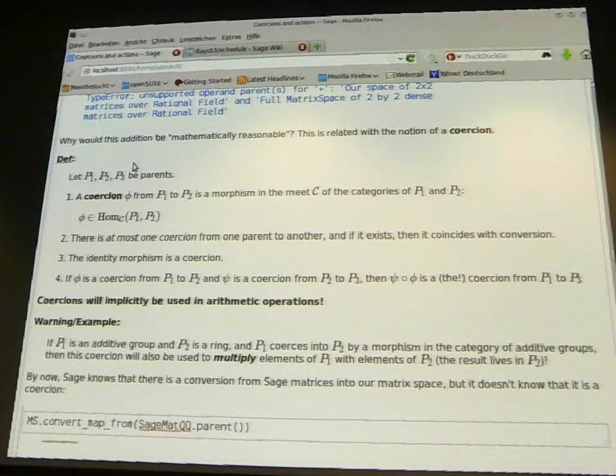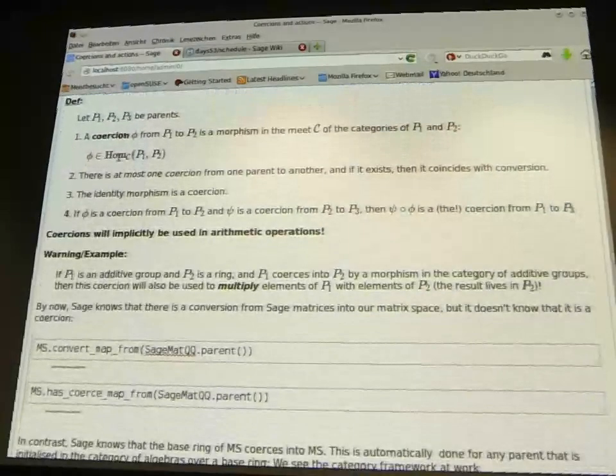And why should we teach it? Well, I said it is mathematically sober or reasonable, and the underlying notion is this. Assume we have three parents, P1, P2, and P3. First of all, a coercion phi from P1 to P2 is a morphism in an appropriate category that contains both P1 and P2 as objects. So it is a morphism in a category. That's an important difference. A conversion can be anything.